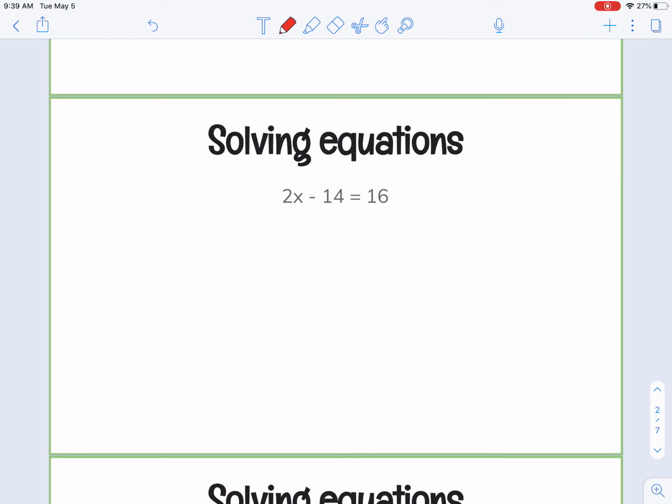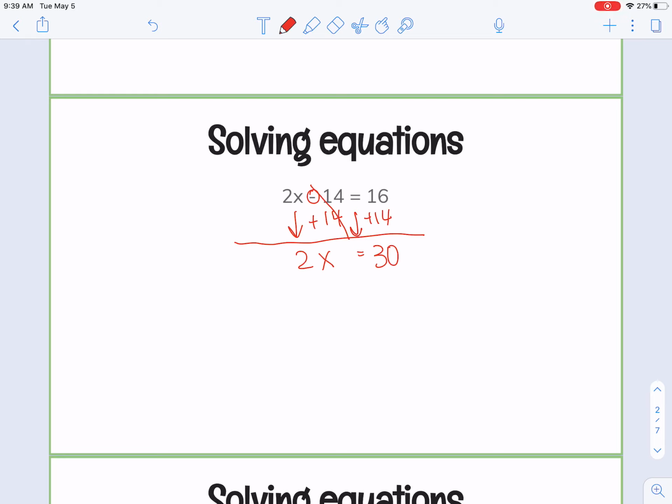Now let's do some examples together. Number 1, 2x minus 14 equals 16. So our first step will always have to be getting rid of the constant, which is right there. And I'm going to do the inverse operation by looking at that minus, we would have to do adding. So if we add 14 to both sides, we can get rid of that. 16 plus 14 is 30. Bring down the equal sign, bring down the 2x.